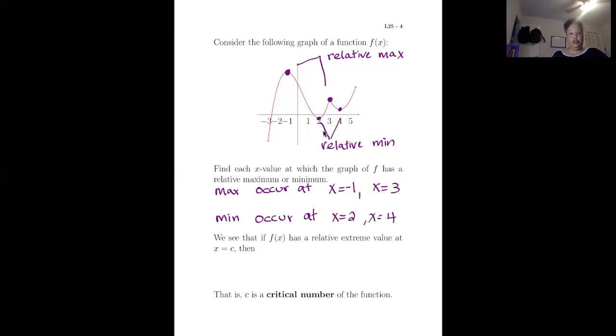Now let's look at those particular points. We should notice that those are critical points, right? It's either where there's a horizontal tangent or where it's not differentiable. So in other words, where f prime of c is equal to 0, or where f prime of c is undefined.